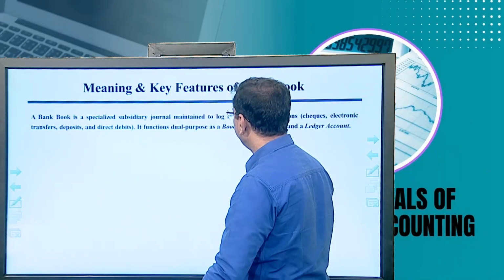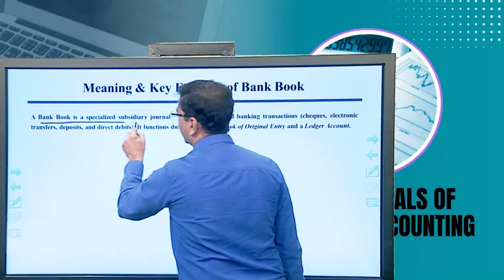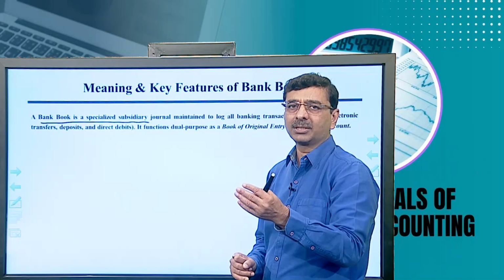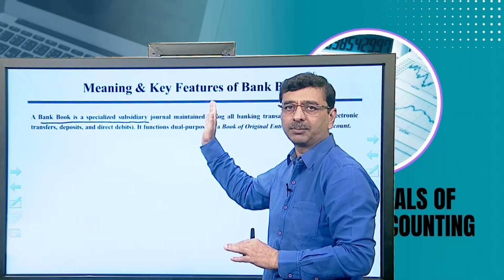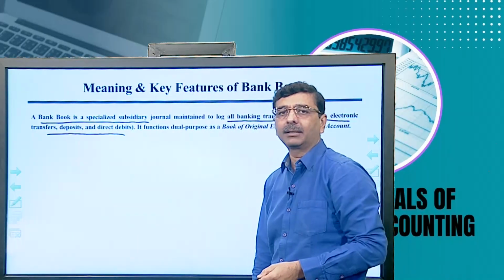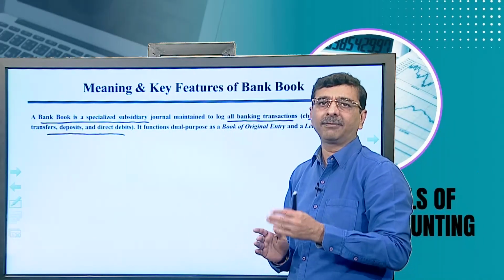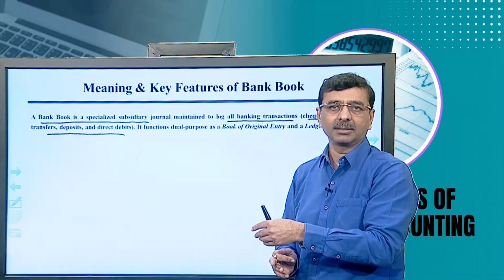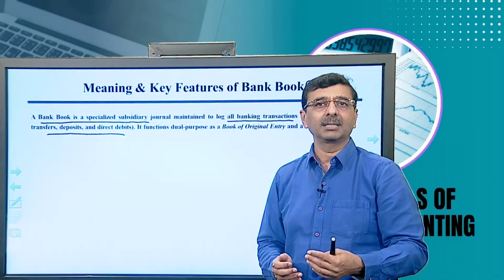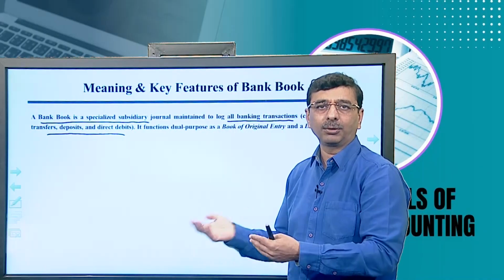Now, what is the importance and how are the features identified through the bank book? The bank book is a specialized subsidiary journal. So it is a kind of subsidiary book where we identify only those transactions which are related to a bank. Bank transactions like cheques, electronic transfers, deposits and direct debits or credits are recorded in this particular specialized book. All these transactions are directly recorded in the bank account, and they affect the bank balance. Through this, we can understand the immediate bank balance, or find the bank balance on the spot, through the bank book when you are recording all these transactions.